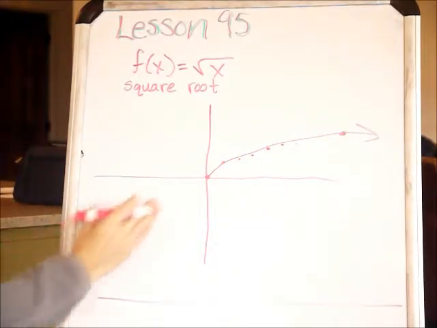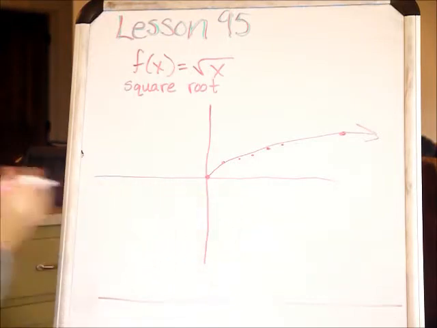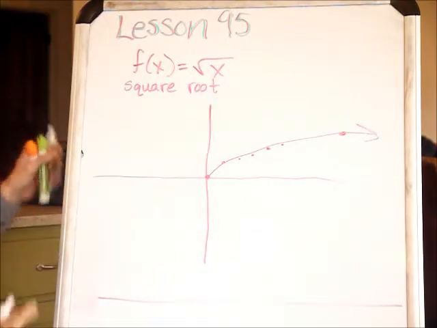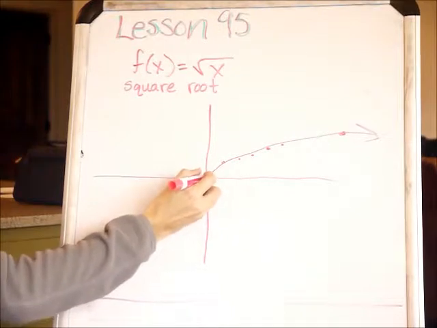Now on all the others, it went everywhere else. It went all the way left. It kept going that way. But why does it stop right here? Why is that?